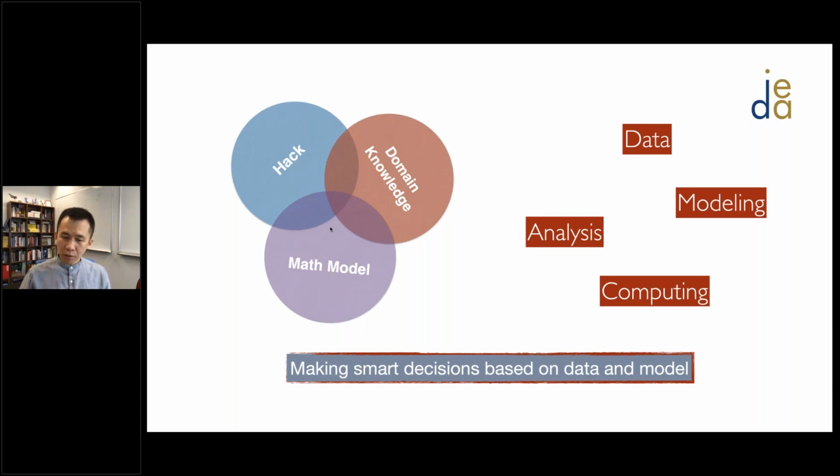Because if you only know the domain knowledge at the high level, at the knowledge level, you won't be able to do a whole lot about that. It's just some knowledge that other people didn't know. But what we want our students to be able to do is to build a mathematical model based on the domain knowledge. Take finance, for example.